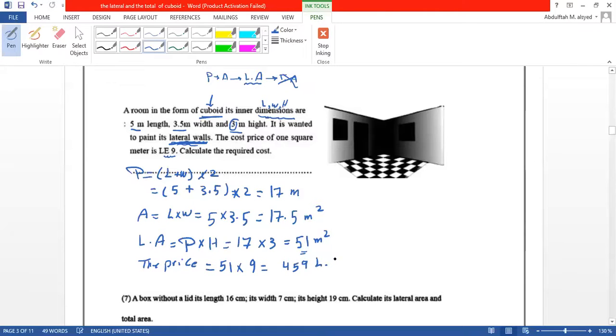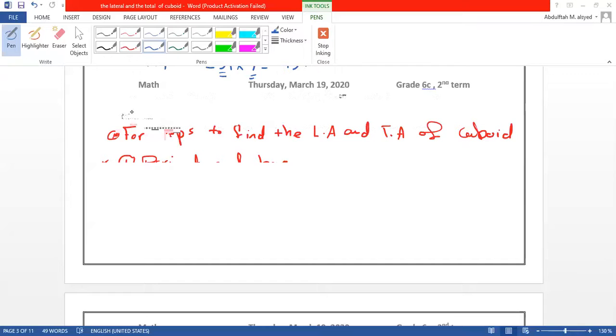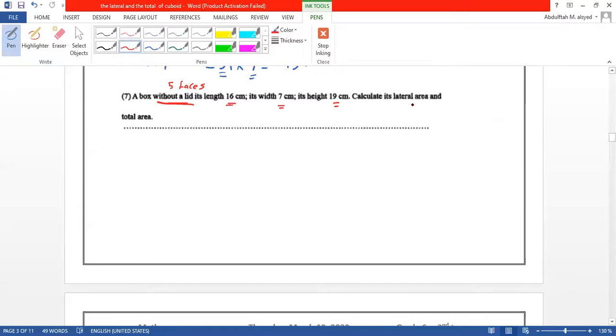Okay, here is the question we are talking about. It says a box without a lid. We said the rule about without a lid is important: it means you have 5 faces. This is very important. A box without a lid, its length is 16 cm, width is 7 and height is 19. Calculate its lateral area and total area.